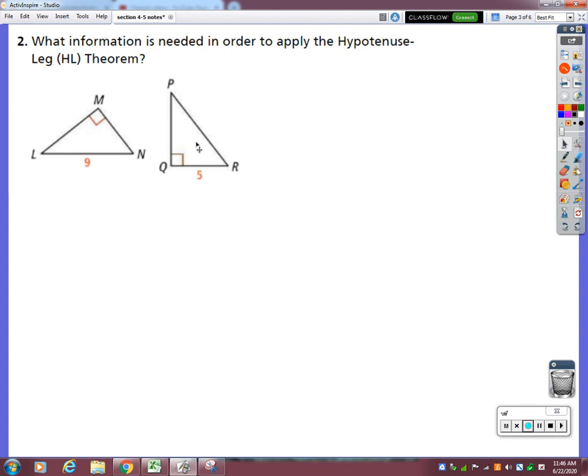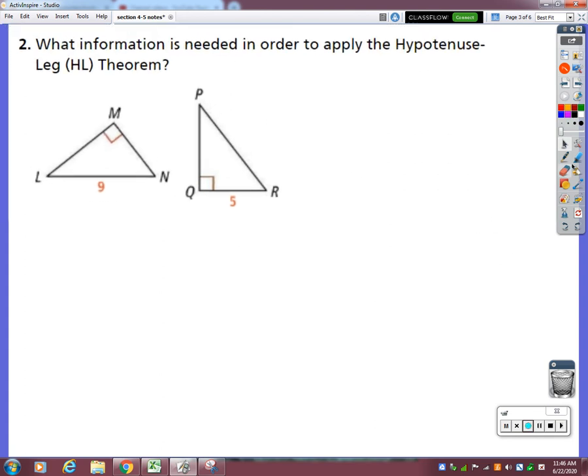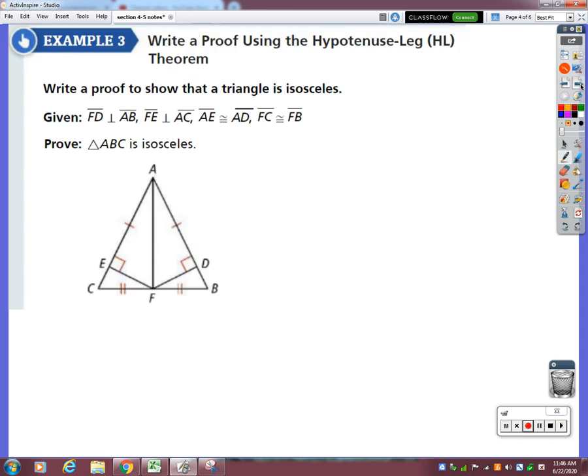Okay, so if we wanted to apply the hypotenuse leg theorem, well, obviously we need the hypotenuse and we need the leg. So we have a leg here, we would need to know this leg here, and then we have the hypotenuse there, so we need to know that hypotenuse as well. Short section. Write a proof using the hypotenuse leg theorem.